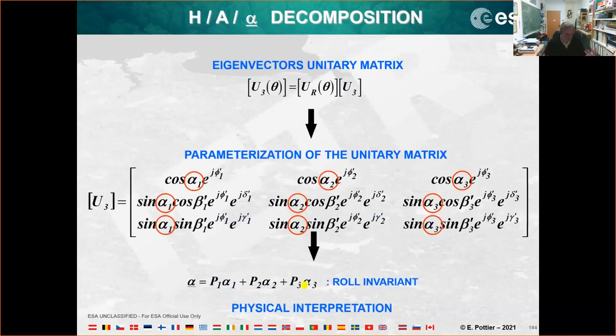And to finish, if I have a look at the eigenvectors, if I apply the rotation matrix to the eigenvector, for sure the eigenvectors change because they are sensitive to the rotation. But among all these parameters, alpha, beta, delta, gamma, only one is independent of the rotation, which is the alpha parameter. So alpha 1, alpha 2, and alpha 3 are still the same after the rotation. So the average alpha parameter we introduced just before, which is constructed from alpha 1, alpha 2, alpha 3, and also p1, p2, p3, is a roll invariant parameter. So the average alpha plays a very important role in this decomposition, because now we can give a physical interpretation of this parameter, which is independent of the fluctuation of the plane and of the antenna.